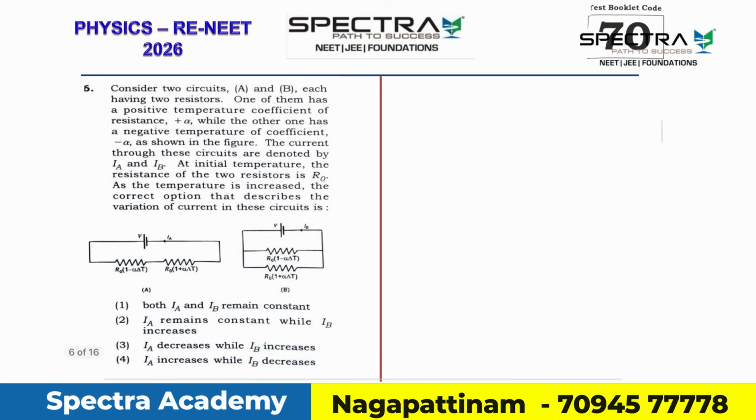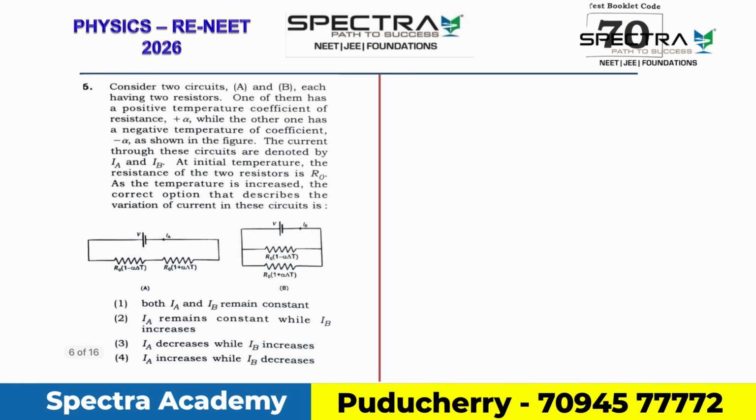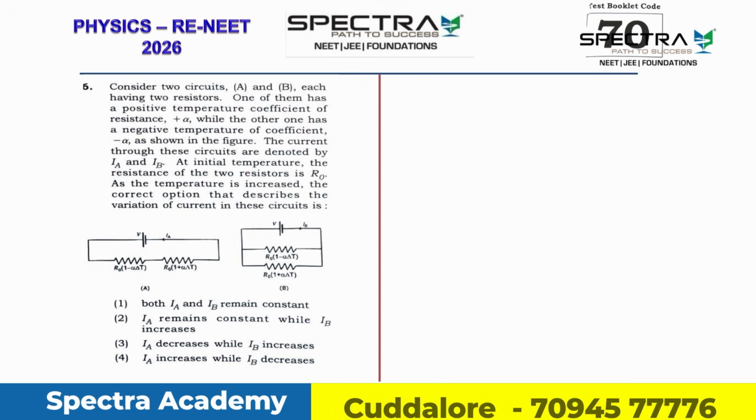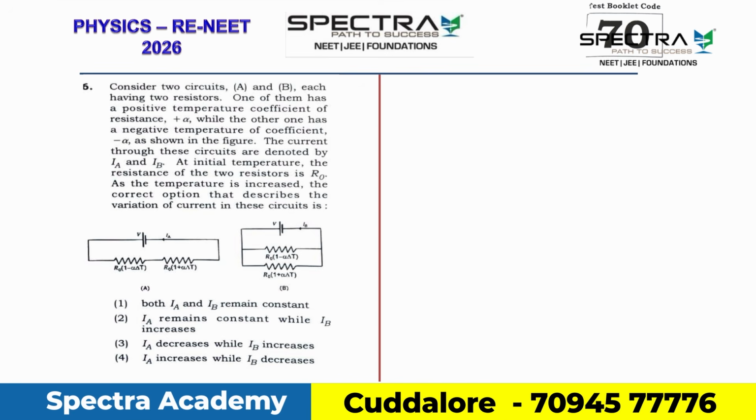Consider two circuits A and B, each of having two resistors. One of them has a positive temperature coefficient of resistance plus alpha, while the other one has a negative temperature coefficient minus alpha as shown in the figure. The current through these circuits are denoted by IA and IB. At the initial temperature, the resistance of two resistances is R0. As the temperature is increased, the correct option that describes the variation of current in these circuits is.